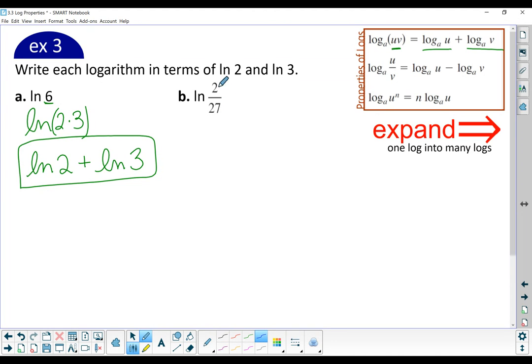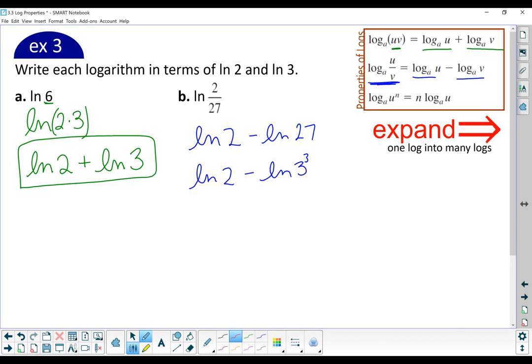For the next example, we've got a quotient, so we are going to use subtraction of the two logs. The log of the top minus the log of the bottom. So we have a log 2 there, that's good, but we don't have a log 3. We need to think of the natural log of 27. Well, we need to think of 27 as 3 to the 3rd power. And in that way, we can use our exponent rule. So we have the natural log of 2 minus 3 times the natural log of 3.